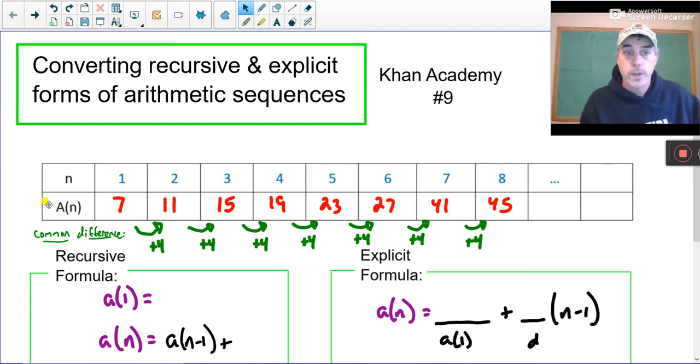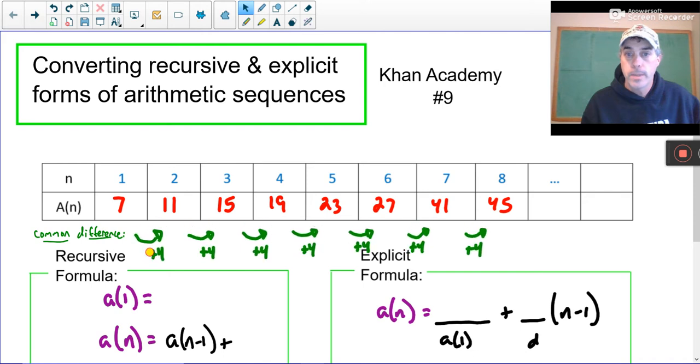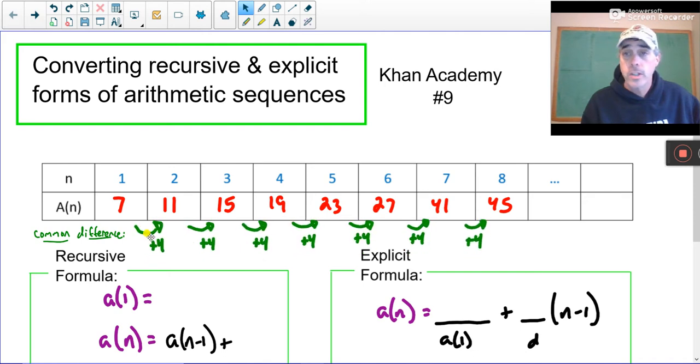Well, we have some function notation over here, a sub n, or a of n. We have which term is it? Is it the first term, the second term, the third term? We have the common difference, and the common difference, as you might be able to see, is this reoccurring pattern in an arithmetic sequence. It's always adding the same number or subtracting the same number. So 7 plus 4 is 11, 11 plus 4 is 15, 15 plus 4 is 19, and so on and so forth. And then we have these two different types of formulas.